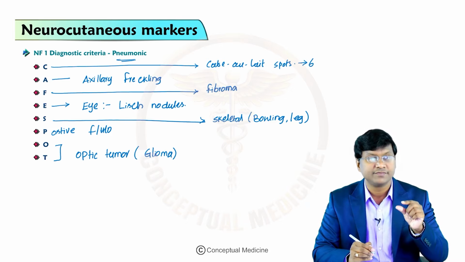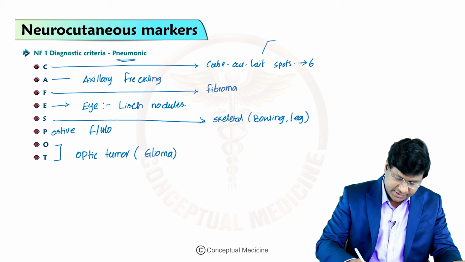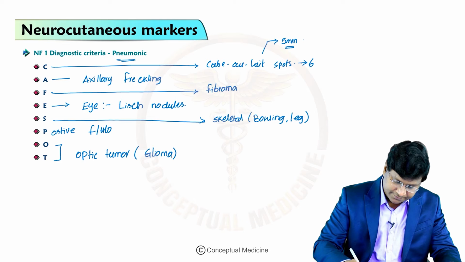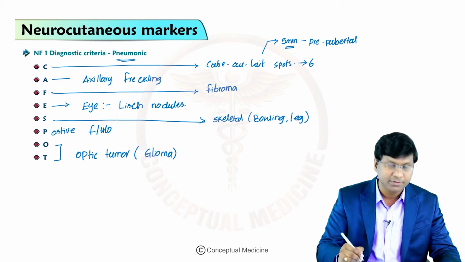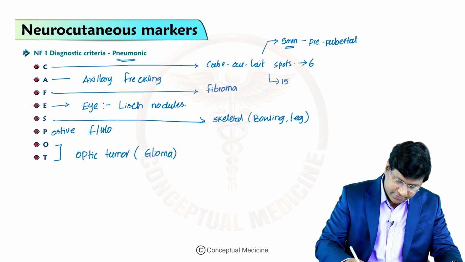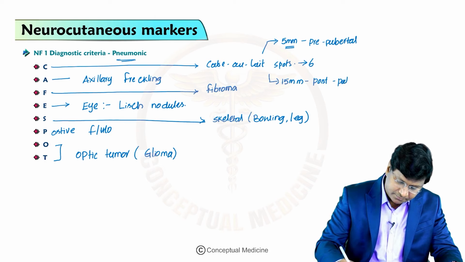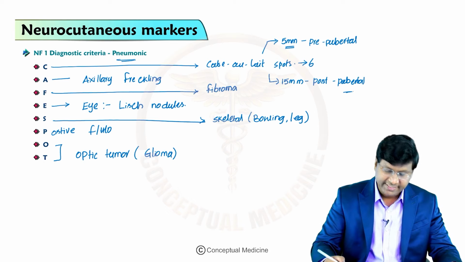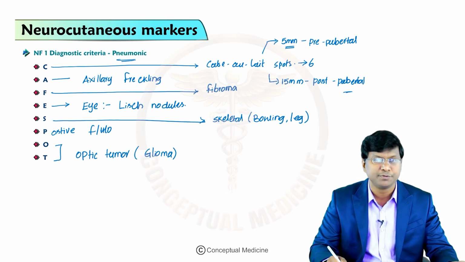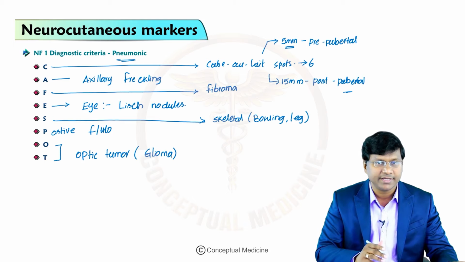And what should be the size of those café-au-lait macules? The size should be around 5 mm in prepubertal individuals, whereas the size is around 15 mm in post-pubertal individuals. And axillary or inguinal freckling should be there.